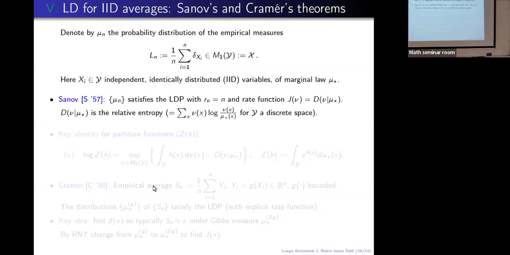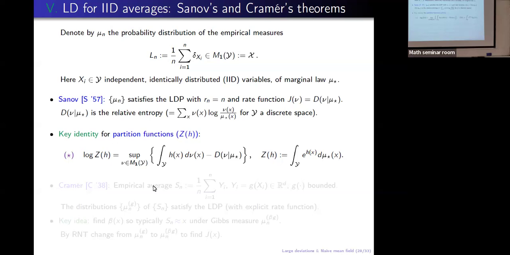And Sanov proved that this will satisfy a large deviation principle. The rate of decay is n, you have n degrees of freedom, and the function here is going to be the relative entropy. And the relative entropy for a discrete space is very simple. It's a sum of the probability in one measure times the log ratio, or the log likelihood, between the two measures. Now, a key identity which will be relevant for our purpose involves Gibbs measures, measures of this type, exponential weight times the probability measure in front. This is a normalization constant in a Gibbs measure. I just wrote an integral, but you can think of it as a sum.